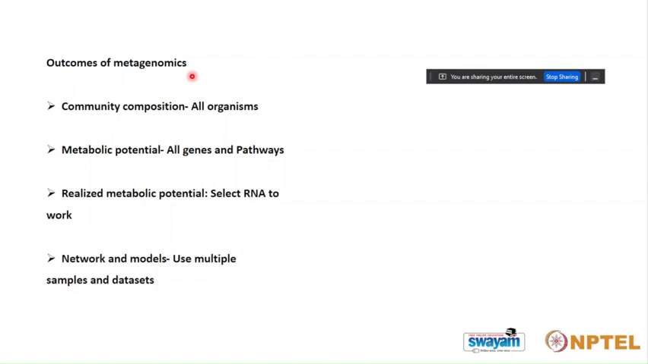Then we can construct networks and models of a microbial community. This can be done with the help of multiple samplings and data sets. With an increasing number of samplings, the precision of the models can be increased, and we can easily predict what can happen in a microbial community. So these are the basic outcomes of metagenomics.